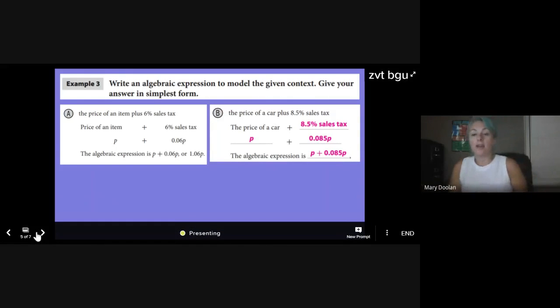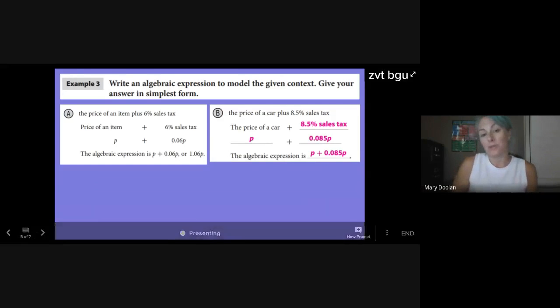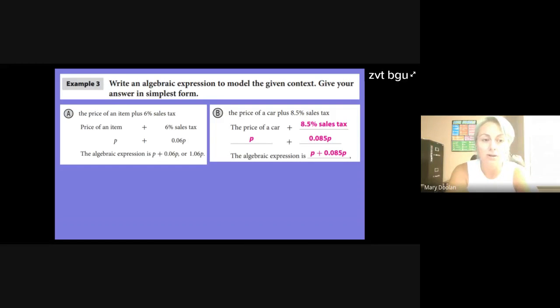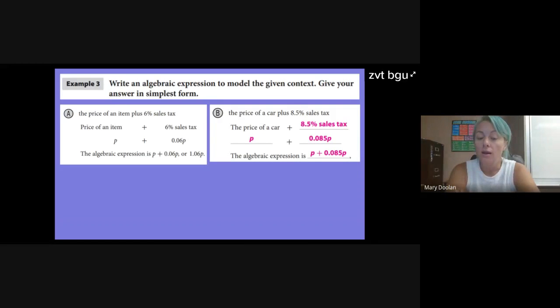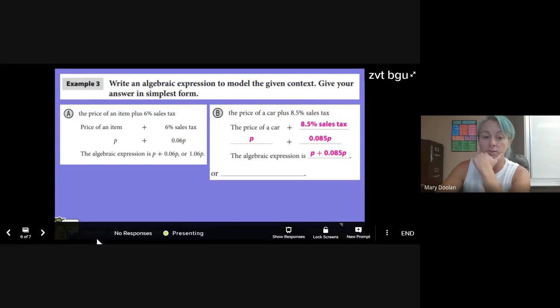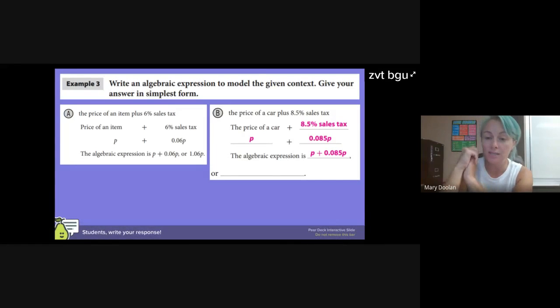Okay, so we have, and I'm using p as my variable. It's not necessary, but that is what's being used here in this example on our lesson. So the algebraic expression is p plus 0.085, 85 thousandths times p. I'm almost done. There is actually one more thing to do. Because just like I had to simplify example A, we are going to simplify example B. So I would like you to please simplify that expression.